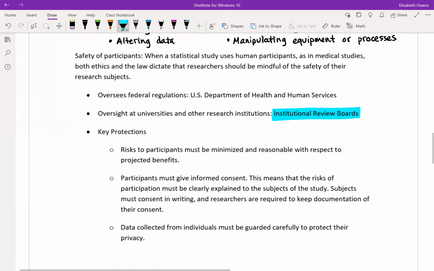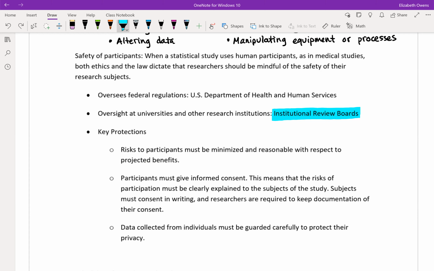All right, so some key protections for particularly human subjects. The risks must be minimized and reasonable with respect to benefits. So no huge risks for only potentially a tiny reward. We don't want to put people's lives at risk. First of all, do no harm. So there might be some risks in the experiment, but they need to have a large benefit if you're going to present a risk there.